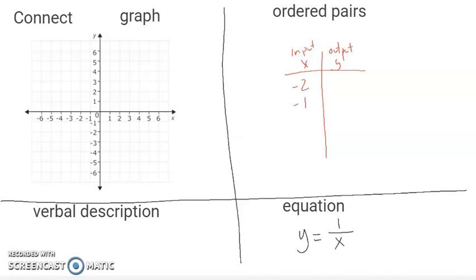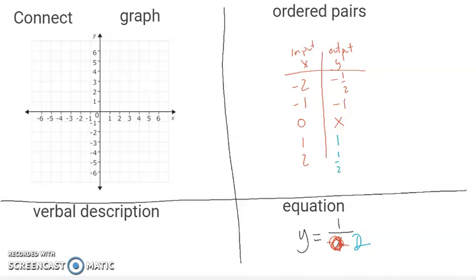I do my usual values for X. If I put X equals -2, then I get output -1/2. If I do X equals -1, I get -1. 0 you can't do. You can't actually have 1 over 0. You can't divide by 0. So this is not going to be on the graph. Not possible to do. If X equals +1, I have 1 over 1, which is 1. X equals +2, 1 over 2, which is 1/2.